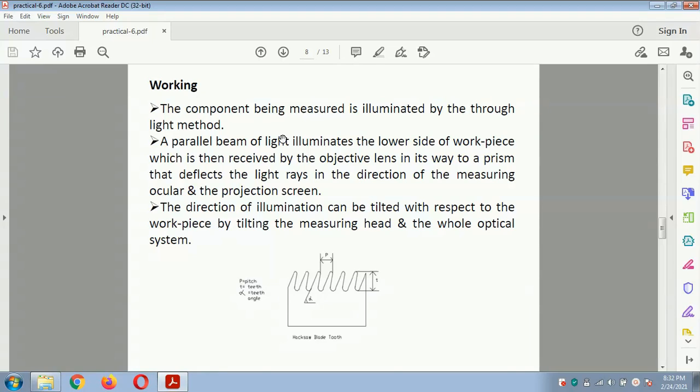So this is a diagram which shows the length, that is the distance between the two teeth, that is the pitch, the thickness that is related to the T, and the angle that is given as alpha, that is the pitch teeth angle. This is a diagram of the hacksaw blade tooth.